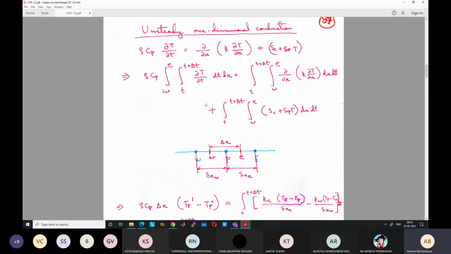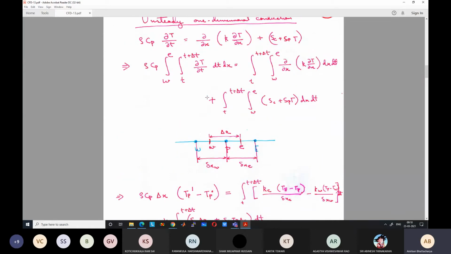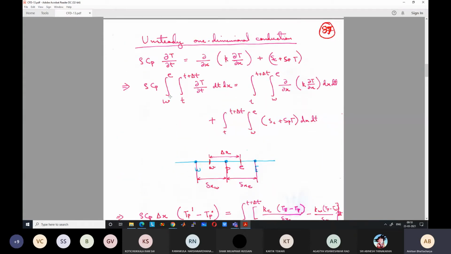So again, as you know, for the finite volume method, we have to integrate over the domain. In this case, the domain is both the space domain going from west to east, where for the pth control volume, small w to small e is the control volume, and also the time domain. The time domain for a single time step goes from t to t plus delta t. So going from west to east, we have to do an integration, and going from t to t plus delta t, we have to do another integration. So we are going along both the space domain and the time domain.